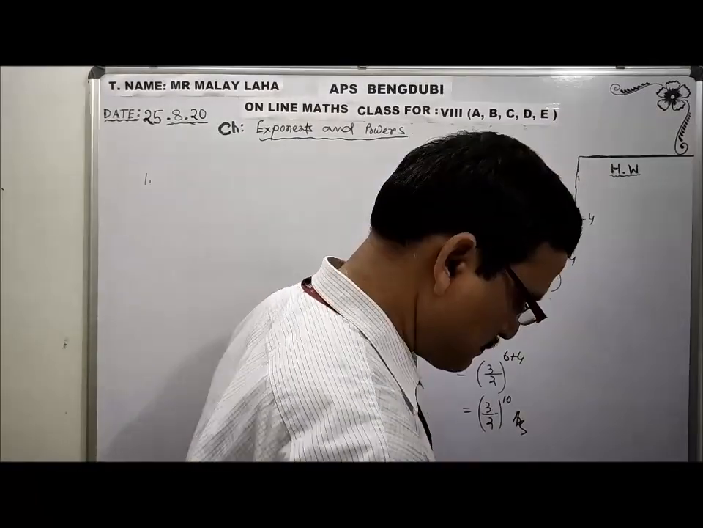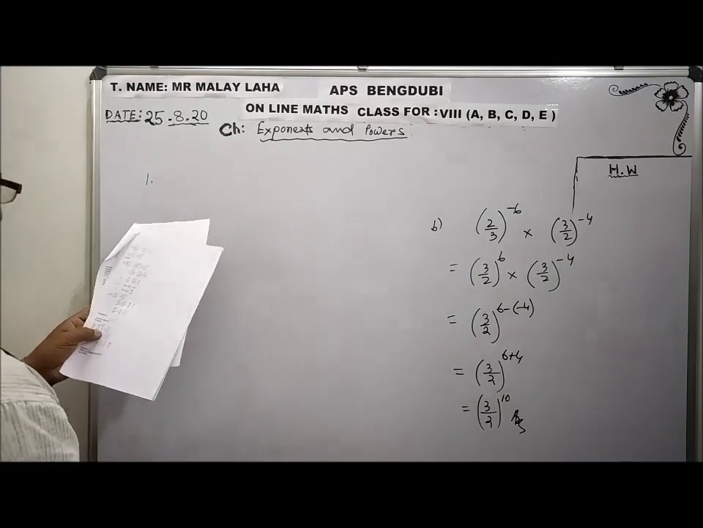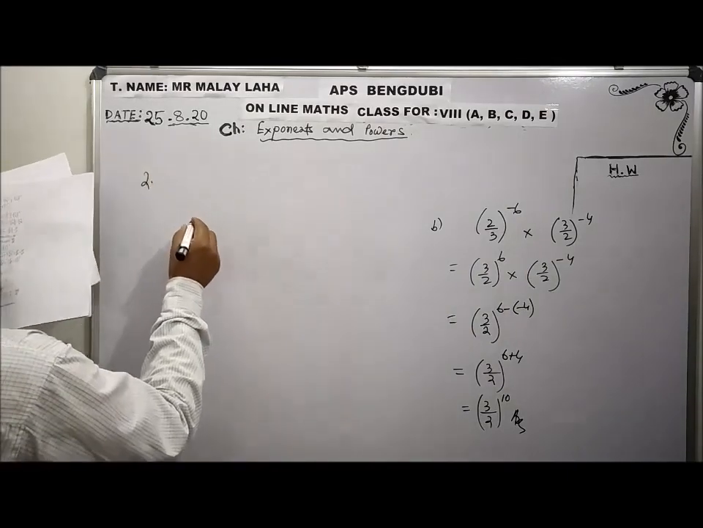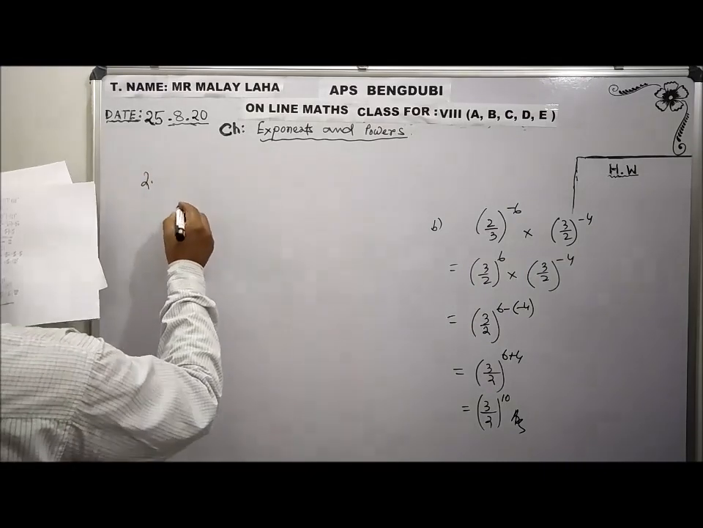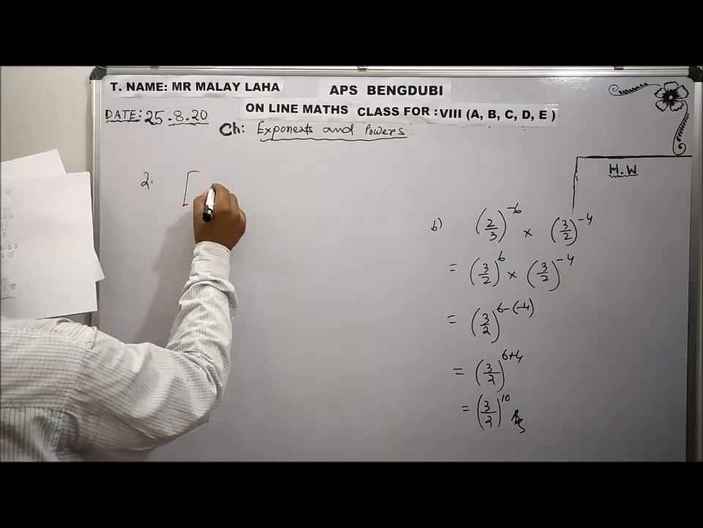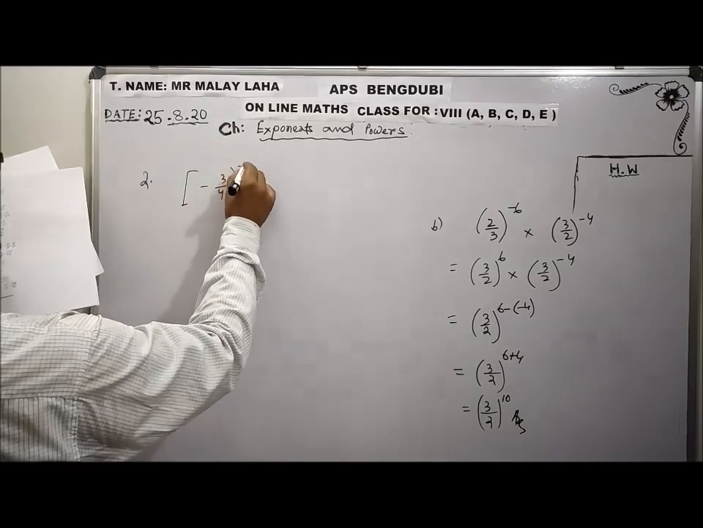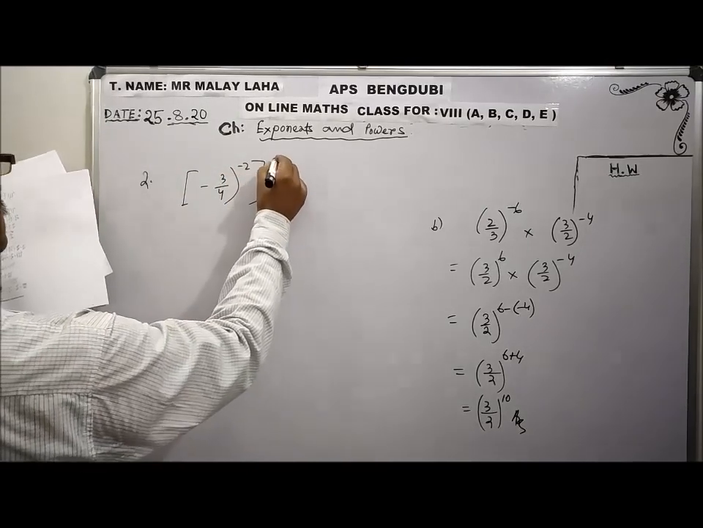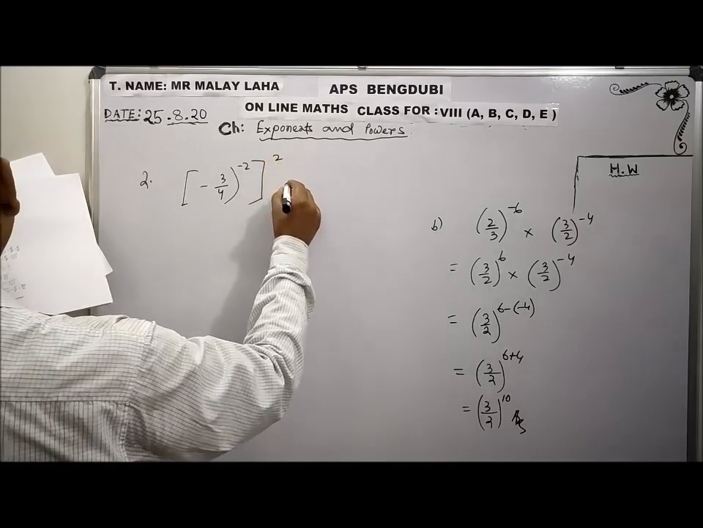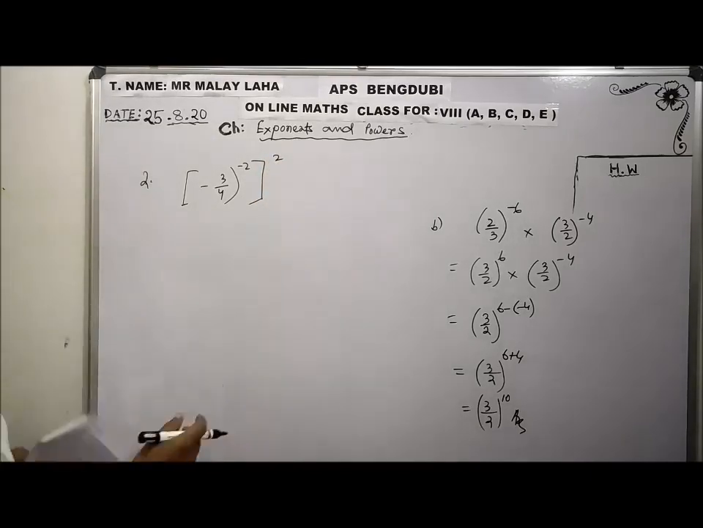Now the next question, find the value. That means question number 2, find the value. Find the value means the answer will be in number. So here the question is (minus 3 by 4) raised to minus 2, all raised to 2. You have to show the result.